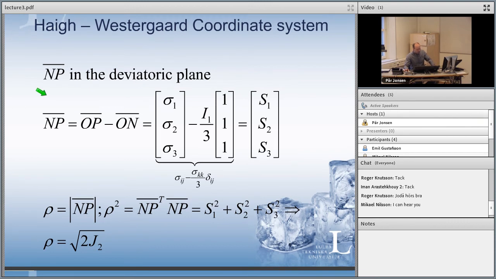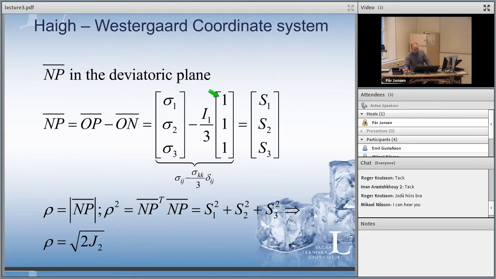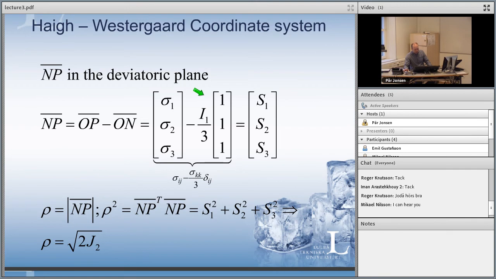And the distance from this stress point N to the pressure point P will be rho, and rho squared will be the transpose of these vectors. It will give you the contributions from S1, S2, S3 all squared. And then rho will look like this. It's quite simplified. So just by solving the eigenvalues and finding the invariant, you will directly have the point on the plane. You have J2 here, for example, and you have I1 used for the distance.